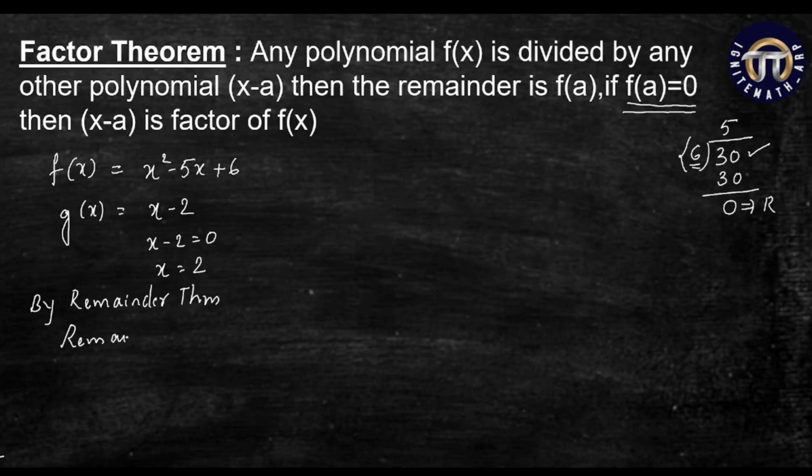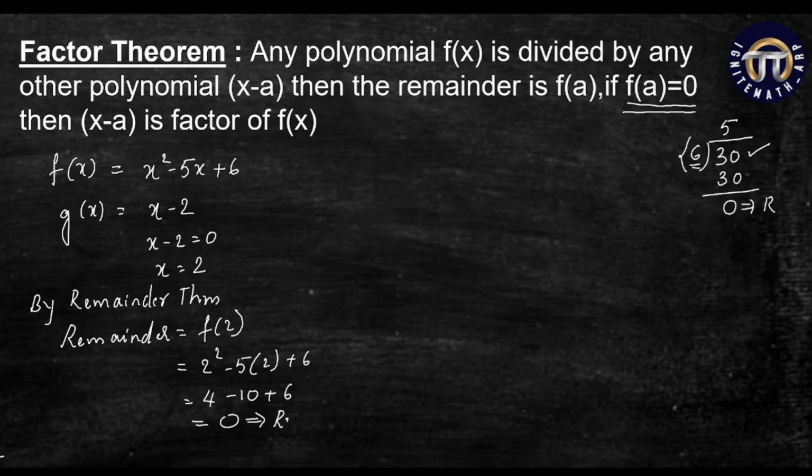So by remainder theorem, what is my remainder over here? Remainder is equal to f of 2. So now I'll find out f of 2, that is 2 square minus 5 into 2 plus 6. In the sense, wherever x is there in f of x, I'm going to replace it by 2. So here I'm going to get it as 4 minus 10 plus 6, that is equal to 0. See here, if you observe carefully, I am getting a remainder as 0.